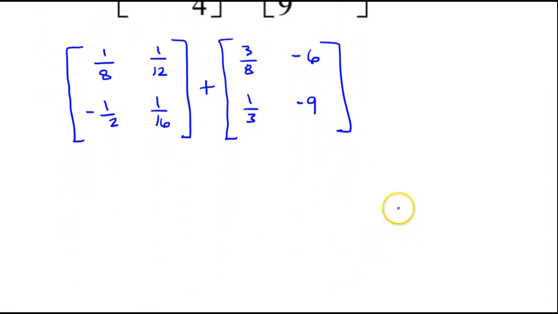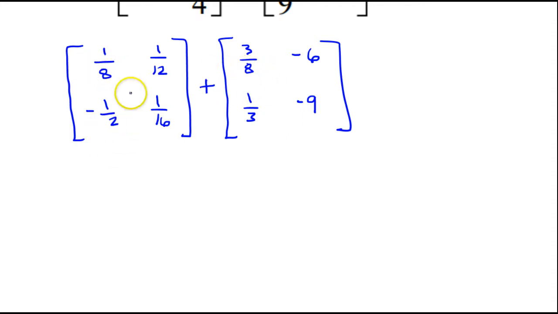Okay, how much space do I have down here? So this can be added. I just need to add the corresponding elements. So 1/8 plus 3/8 is 4/8, which is 1/2.